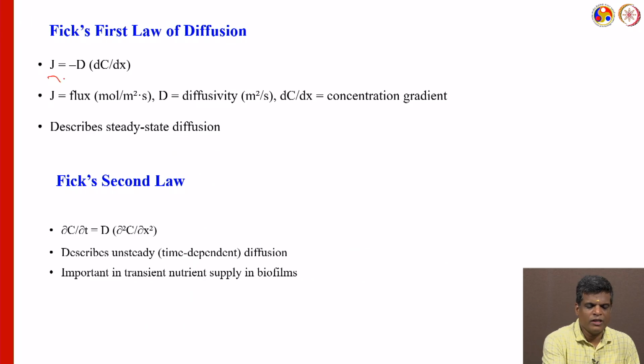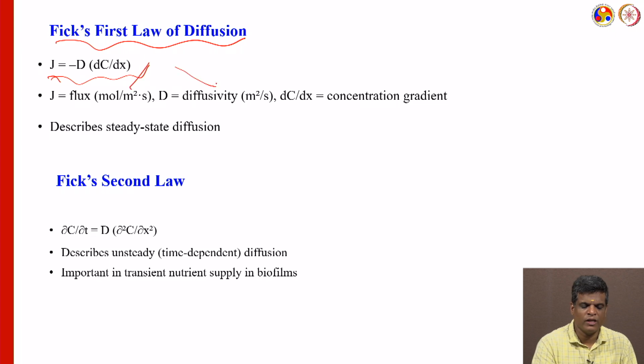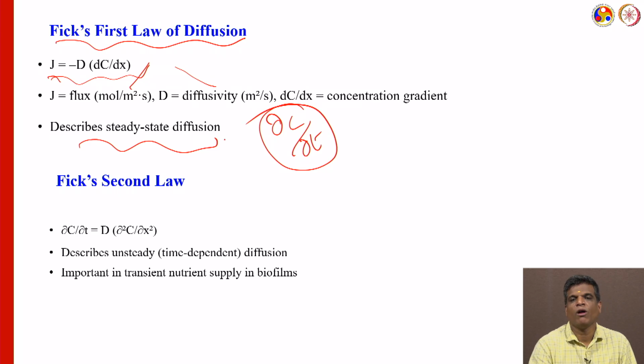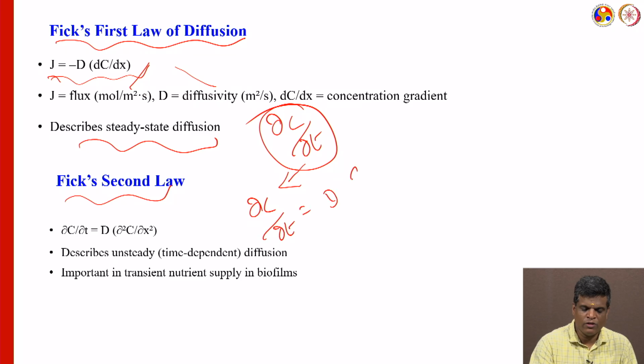Whatever we discussed, the same thing: there is Fick's first law of diffusion, J equal to minus D dC/dx, where J is the flux and D is the diffusivity, but this is always steady state diffusion. Here, if you do not introduce ∂C/∂t, then we always call it a steady state. If you use this ∂C/∂t, then it is called unsteady state, that is the difference. So, Fick's second law is ∂C/∂t equal to D ∂²C/∂x², the second order.